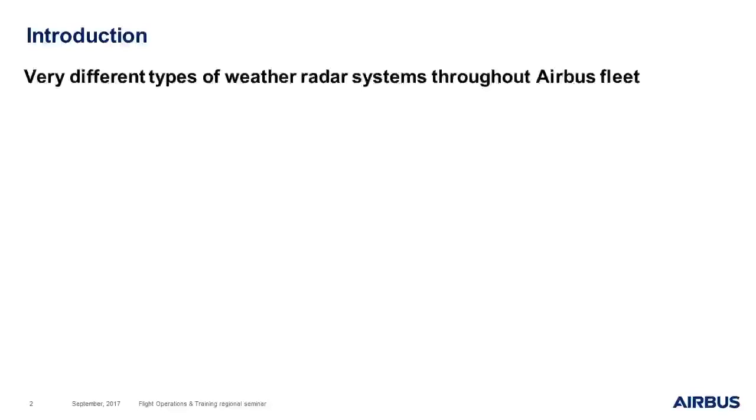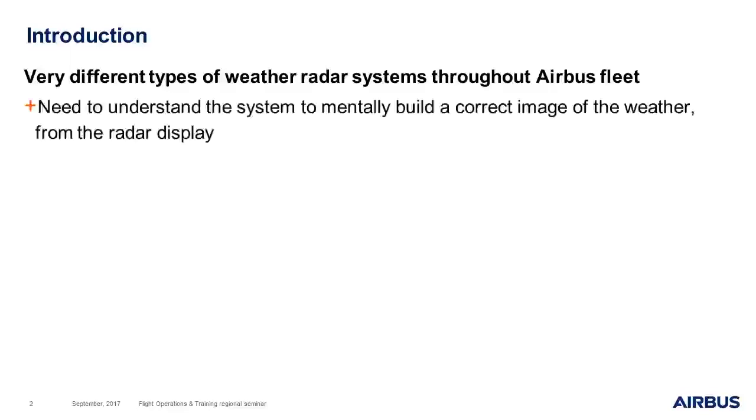As you may know, there are very different types of weather radar systems throughout the Airbus fleet. It is of the highest importance that the flight crew understands the system they have on board their aircraft and the way it works, in order for them to mentally build a correct image of the weather thanks to what they can see on the ND and sometimes on the VD, vertical display.